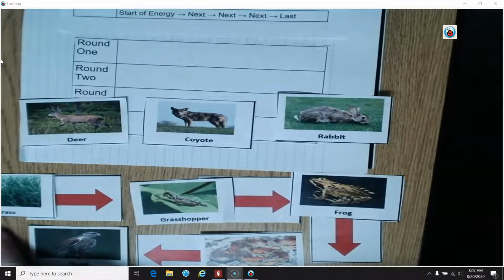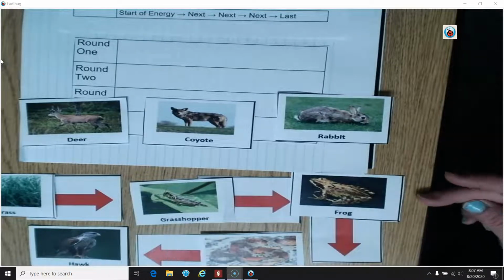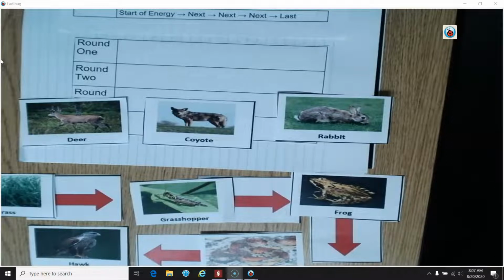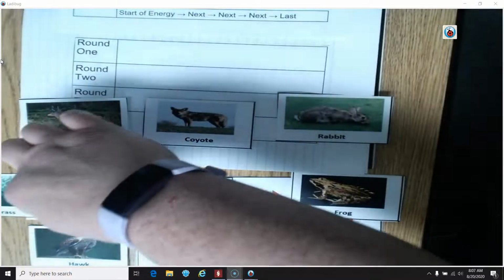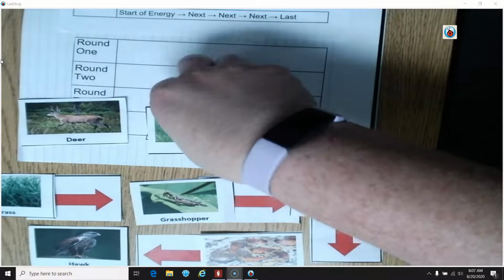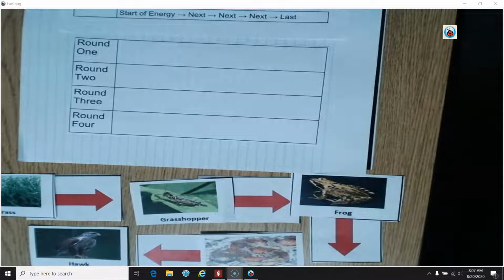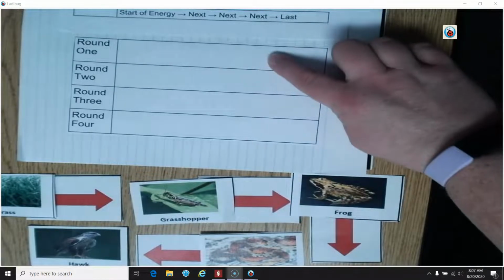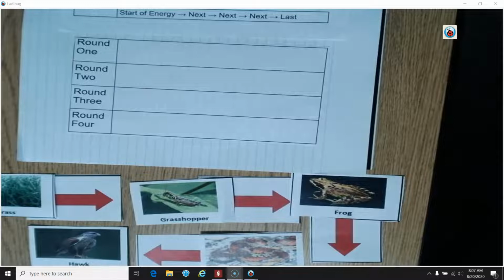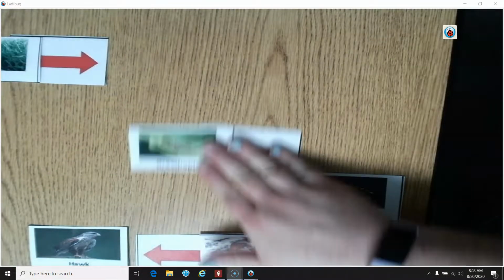So I have grass, which is eaten by a grasshopper, which is eaten by a frog, which is eaten by a snake, which is eaten by a hawk. So this, I think, is a pretty good way for energy to flow from producer through these different consumers. So what I'm going to do is take my graphic organizer and record my thinking on round one. Okay? So I'm going to swap these so you can see how I do my graphic organizer.